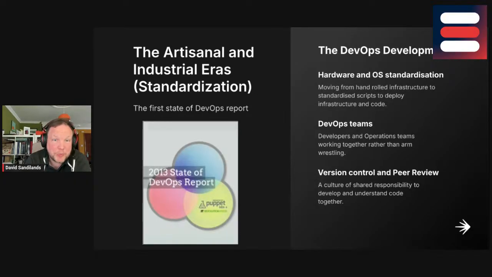But the DevOps developments in that first part, which were widely reported in the very first State of DevOps report going back to 2013, were that most organizations focused on standardizing hardware, standardizing on specific OSs, particularly Linux, creating these DevOps teams where developers and operations work together rather than arm wrestled. And we saw the introduction of standardized version control and peer review to create a culture of shared responsibility to develop and understand code together.